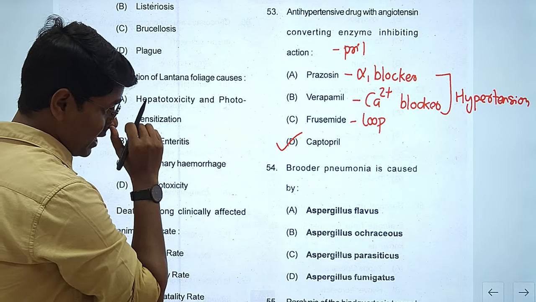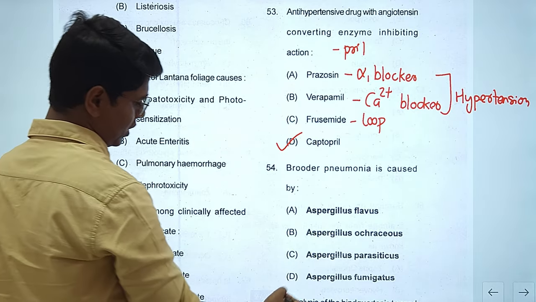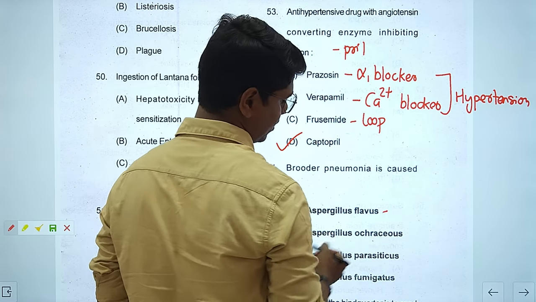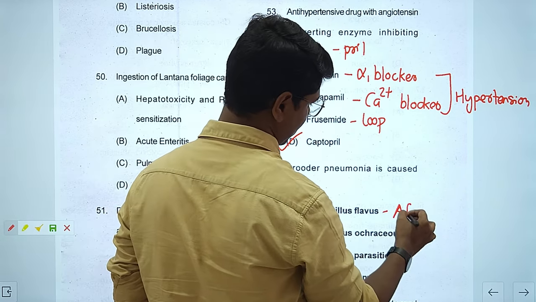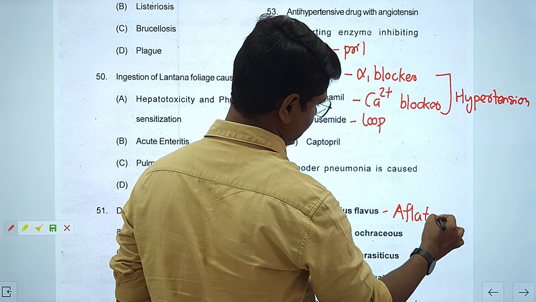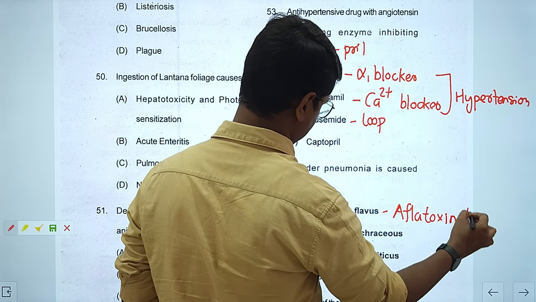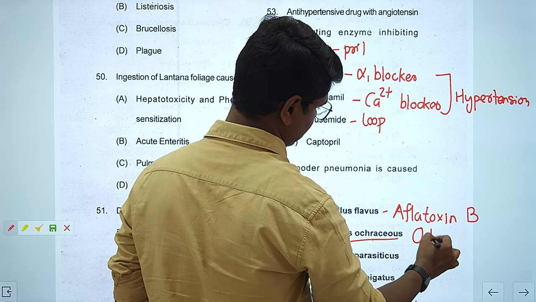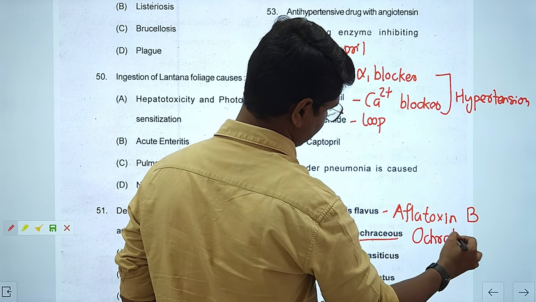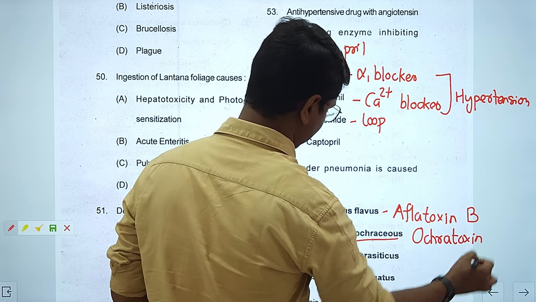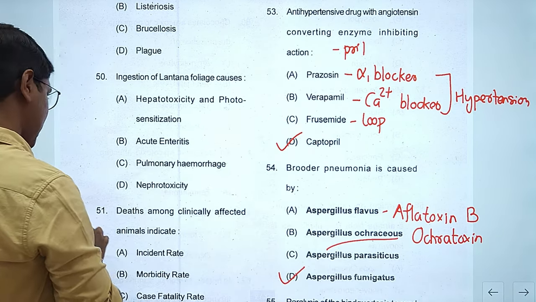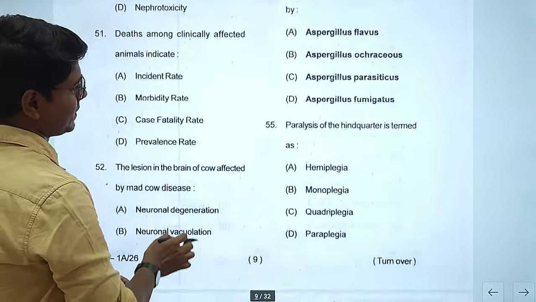Next, brooder pneumonia is caused by Aspergillus fumigatus. Aspergillus flavus causes aflatoxin. It secretes a poison, that is aflatoxin B. Aspergillus ochraceus produces ochratoxin. Okay, I have no idea regarding Aspergillus parasiticus. If you have any idea, do comment down below.